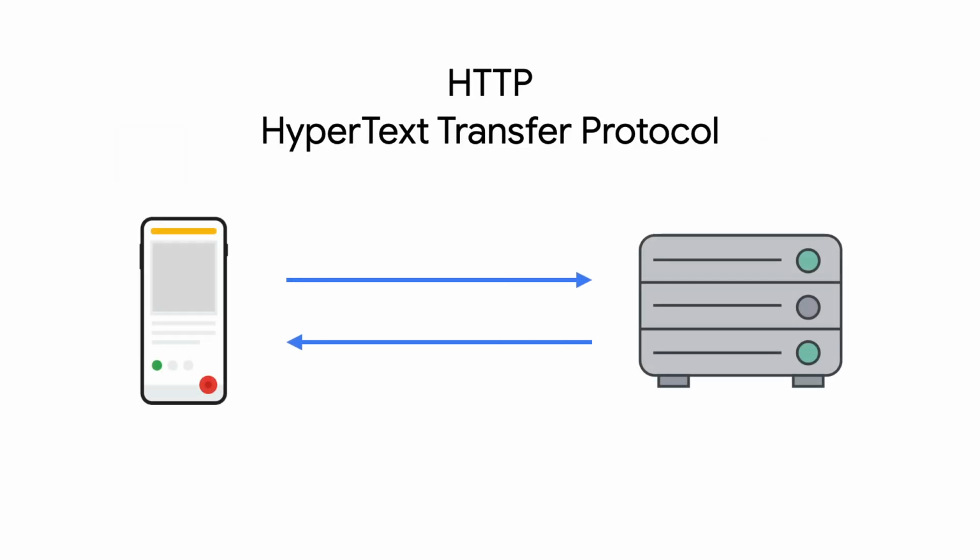The client and the server use something called HTTP, which is a protocol to communicate with each other over the internet. It includes specifics on how requests and responses should be formed so that the client and server can understand each other.